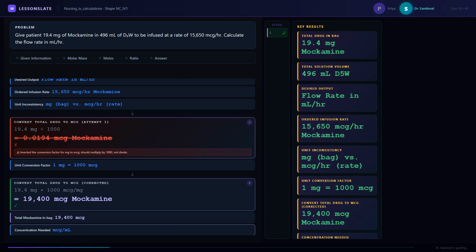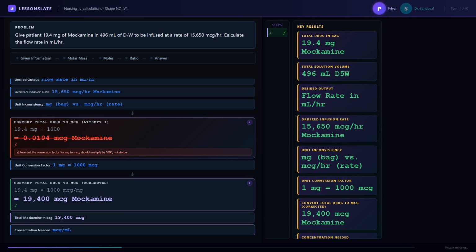That's exactly right, Priya. Calculating the concentration of Mockamine in micrograms per milliliter is a crucial step. It helps us understand how much drug is in each portion of the solution. How would you set up that calculation using the total micrograms you just found and the total volume in the bag? Let me try this.